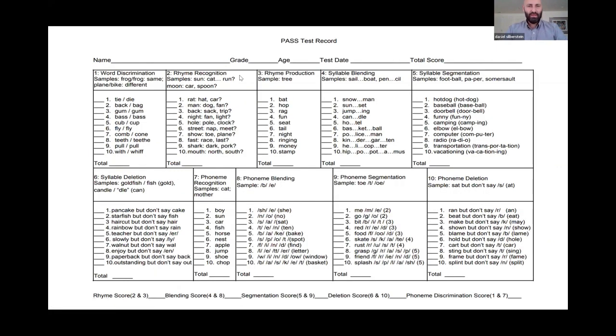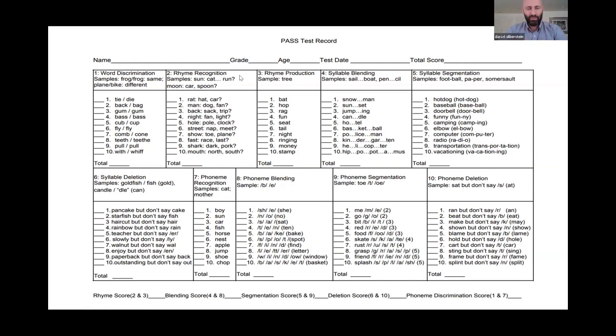Here's the PASS. So again, it's not a gold standard of phonological screeners. It's just the one I could fit on one page. And you can see there's a rhyme score, a blending score, a segmenting score, a deletion score, and a phoneme discrimination score. Again, there are some where you get a pretty good bang for your buck here.